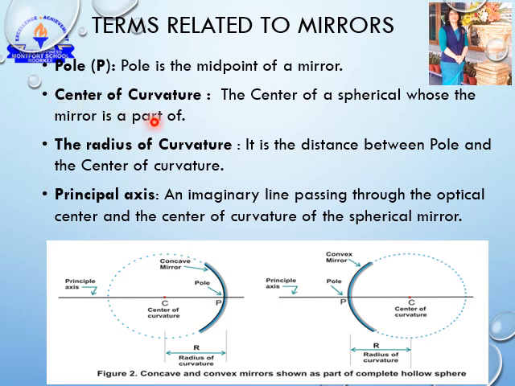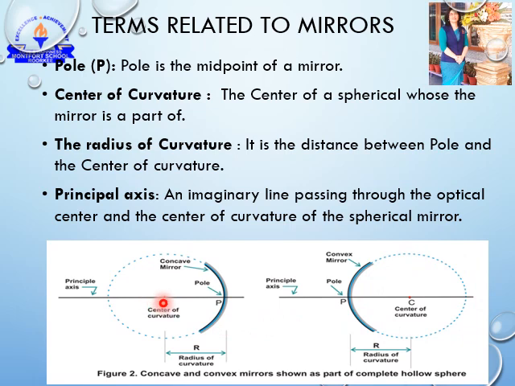Second term is center of curvature. As we did in the beginning, we took a whole sphere which was made up of glass. The center of that spherical ball of glass is known as center of curvature. So center of curvature is defined as the center of a sphere of which this mirror is a part.